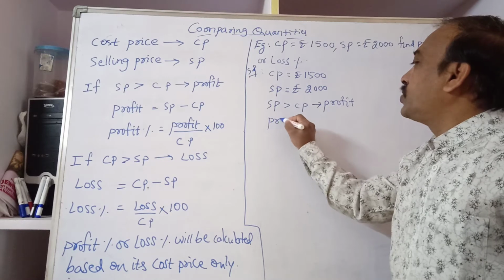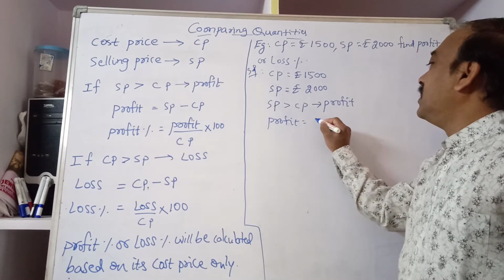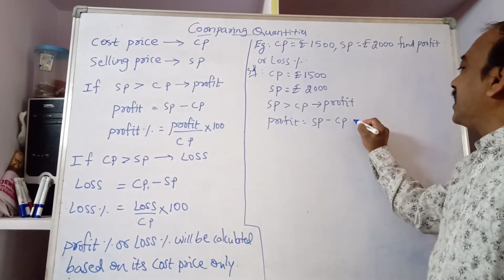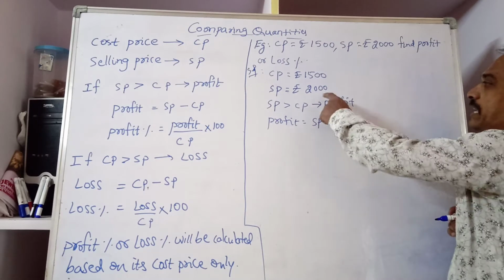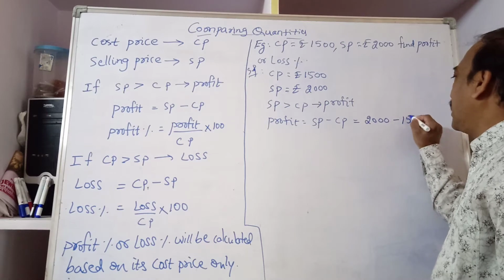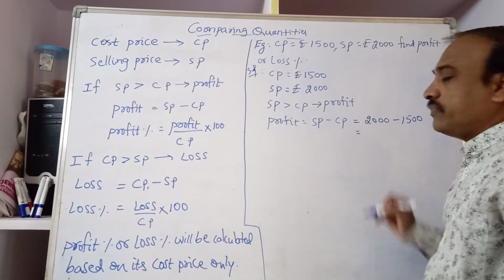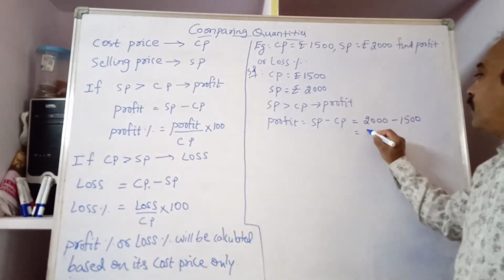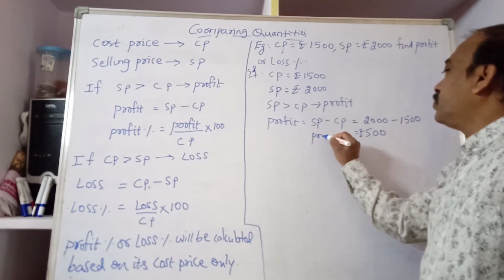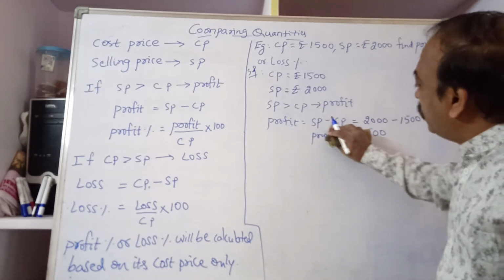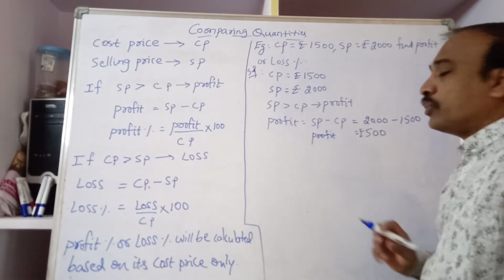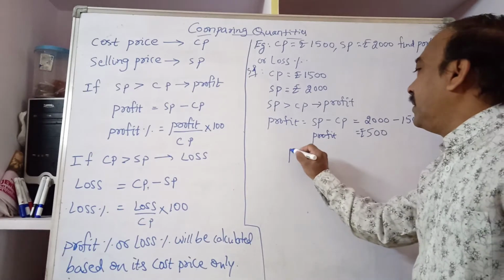So profit is equal to SP minus CP, which is equal to, I'll write here, SP, selling price is rupees 2000 minus cost price 1500. When we subtract, what is the profit he got? 500 rupees. So profit is equal to rupees 500.